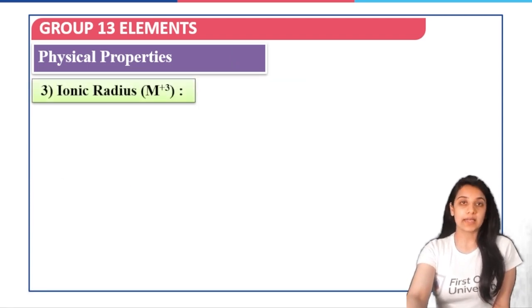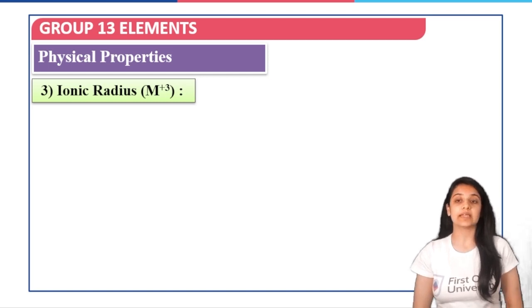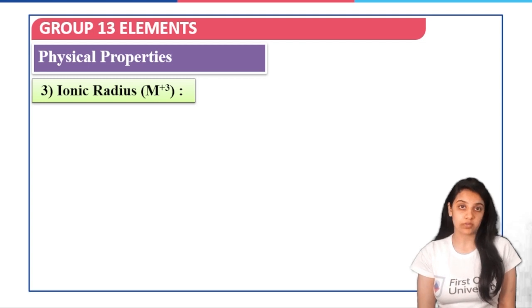Next, we talk about ionic radius. Since we have already seen atomic radii, the ionic radii is also going to show the same order. That is what we expect. Now, when we talk about ionic radii, we first need to know that when the ion is formed, what is going to be the charge on the ion.